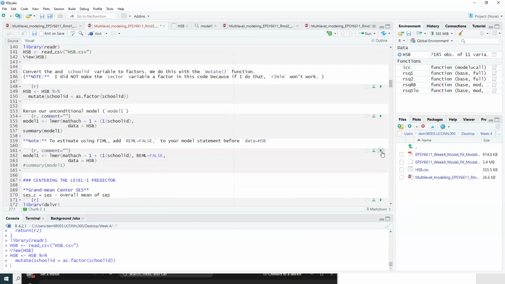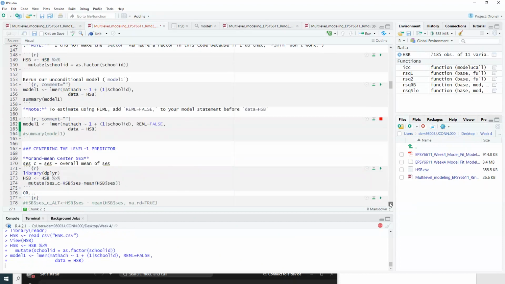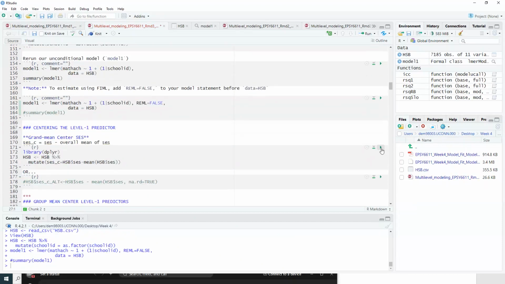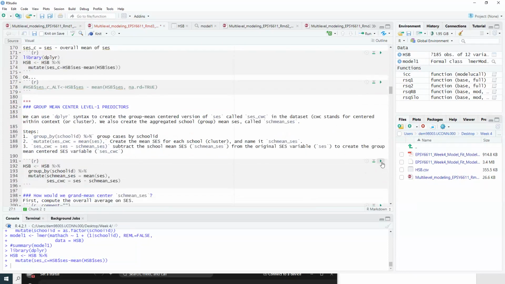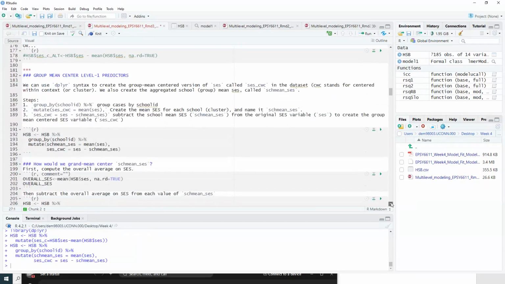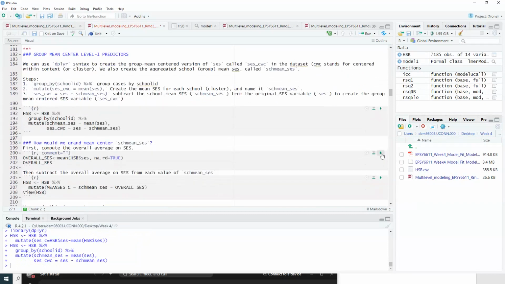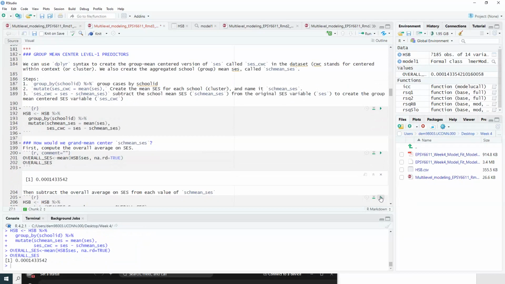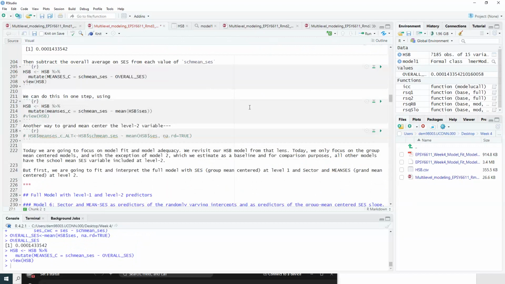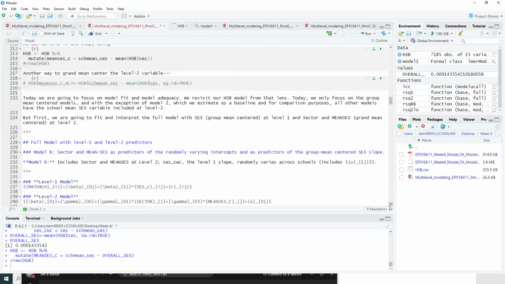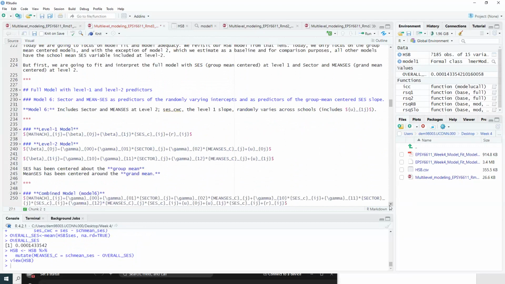Okay, model 1 we don't really need, but I will run it anyway. I need to center my predictors. So this is all code that you've seen before, but I'm just getting us up and running so we have the variables we need. Okay. Here we go. Now I want to start with model 6.